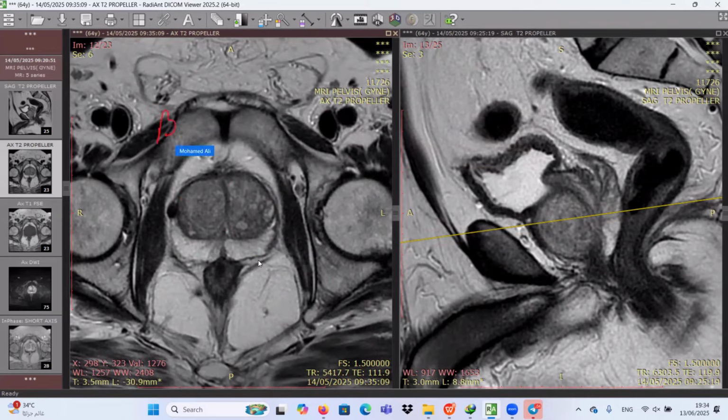In benign prostatic hyperplasia, we have hypertrophy of the transition zone and the central zone of the prostate. And we will find a mix between stromal hyperplasia and glandular hyperplasia.